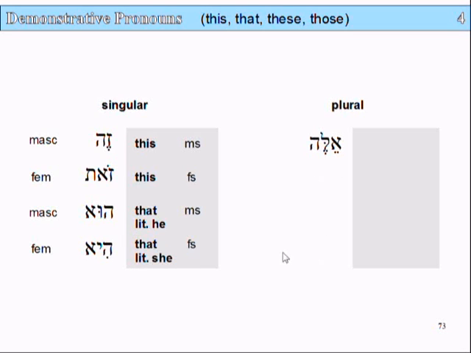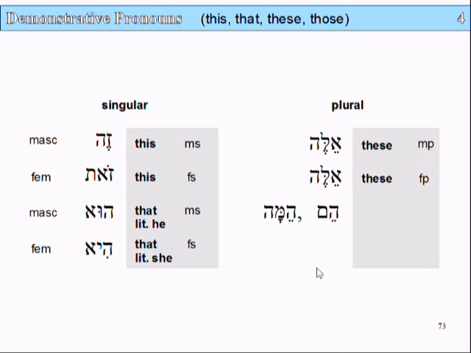Now the plural. If we want to say these in Hebrew, the word is eleh. Aleph, Lamed, Hey. Eleh. This would say elah, but because it's followed by a hey, that lengthens the sound. So it goes from elah to eleh. These. So that's a masculine plural. And we have the same word again for feminine, these. In Hebrew it's the same word, just like in English it's the same word, these. And that's the feminine plural.